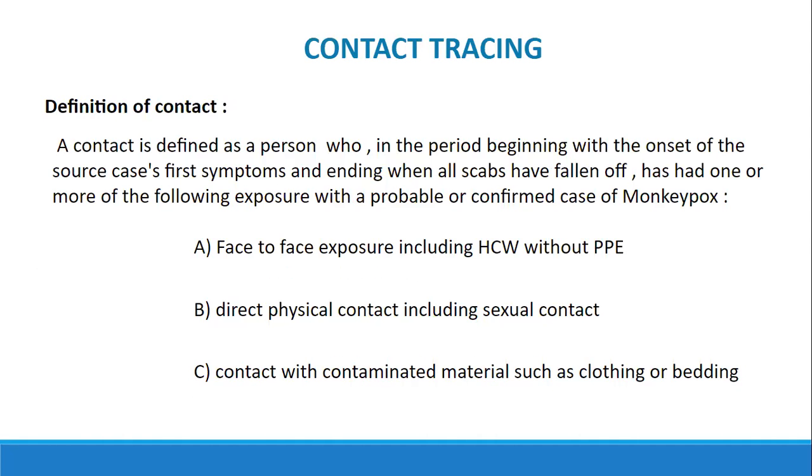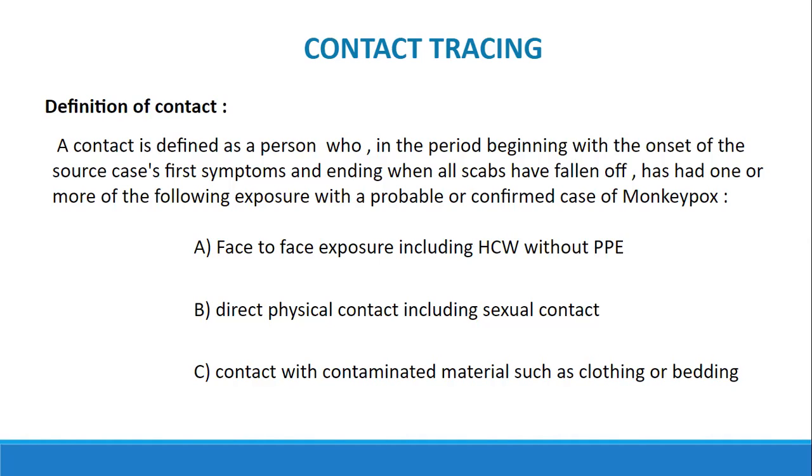Then we will discuss about contact tracing. Whom will you consider as a contact? So definition is a contact is identified as a person who in the period beginning with the onset of the case's first symptoms and ending when all the scabs have fallen off has had one or more of the following exposure with a probable or confirmed case of monkeypox.